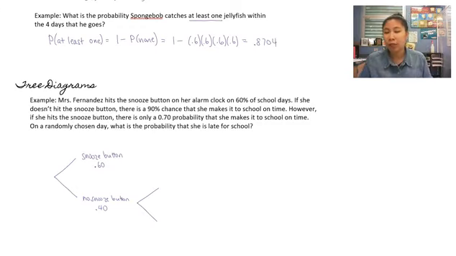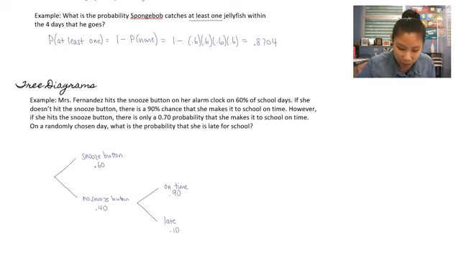So I'm going to draw my branch under the part where it says no snooze button. And then at that point, I'm either on time or I'm late. And they said 90% chance on time, which means that has to be 10% chance of being late.